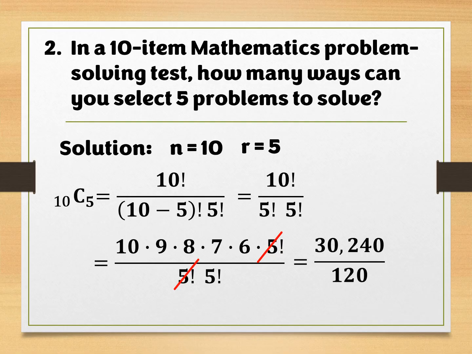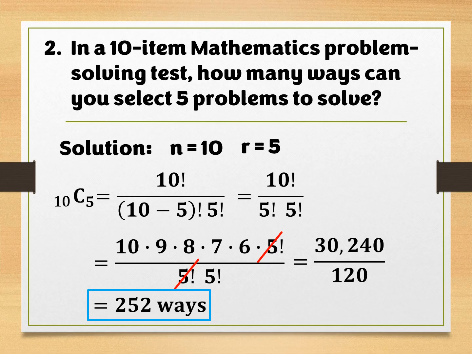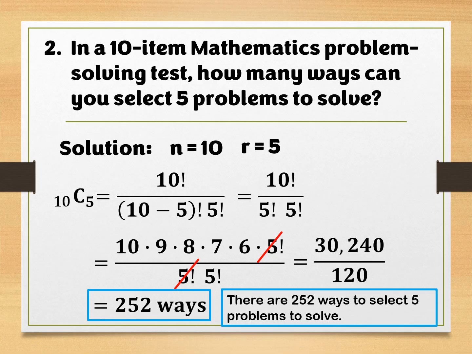So we have the product of 10 times 9 times 8 times 7 times 6 is 30,240. And the value of 5 factorial is 120. So 30,240 divided by 120 is equal to 252. So therefore, the number of combination of 10 objects taken 5 at a time is 252 ways.